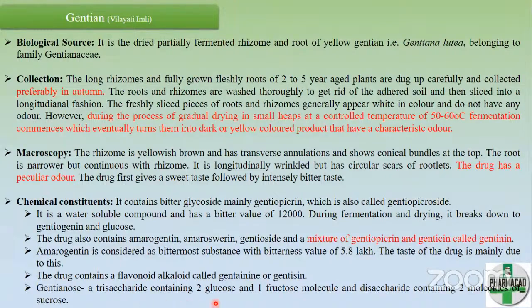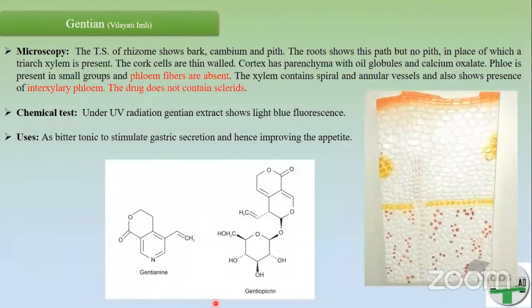Similarly in this case it is a trisaccharide where there are 2 glucose and 1 fructose molecule joined together. If I have to talk about the microscopy, root has cork, cortex, phloem fibers, phloem vessels, but phloem fibers are absent. And it will not have xylem because we are only taking bark. And the drug does not contain any sclerites. If I have to talk about a chemical test, under UV radiation, it will show light blue fluorescence. And it is used as a bitter tonic to stimulate gastric secretion and hence improving the appetite.